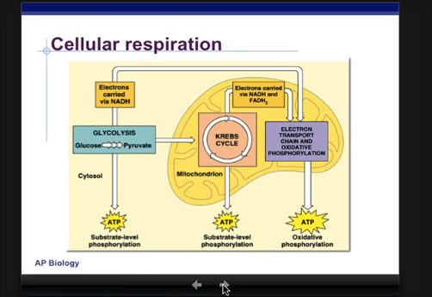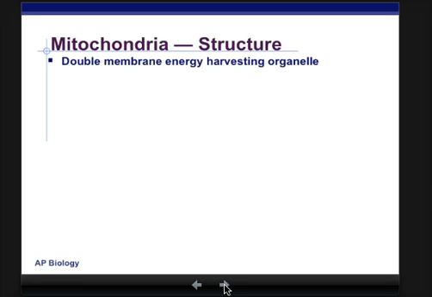So here's the same picture that we showed a bunch of times now. Here's glycolysis, and now we're going to be moving on to talk about the Krebs cycle. In the next video, we'll go over the electron transport chain, where we're really getting tons of ATP. So first, let's talk about the structure of the mitochondria and review that.